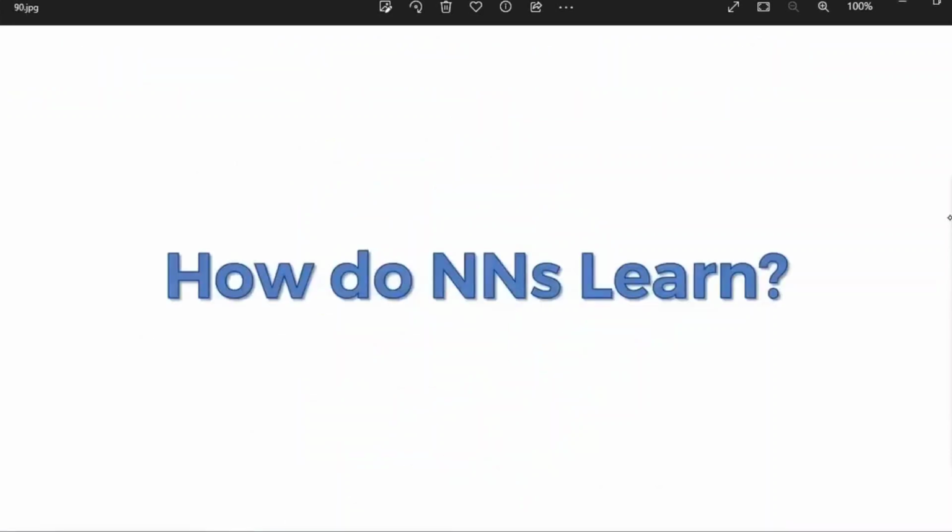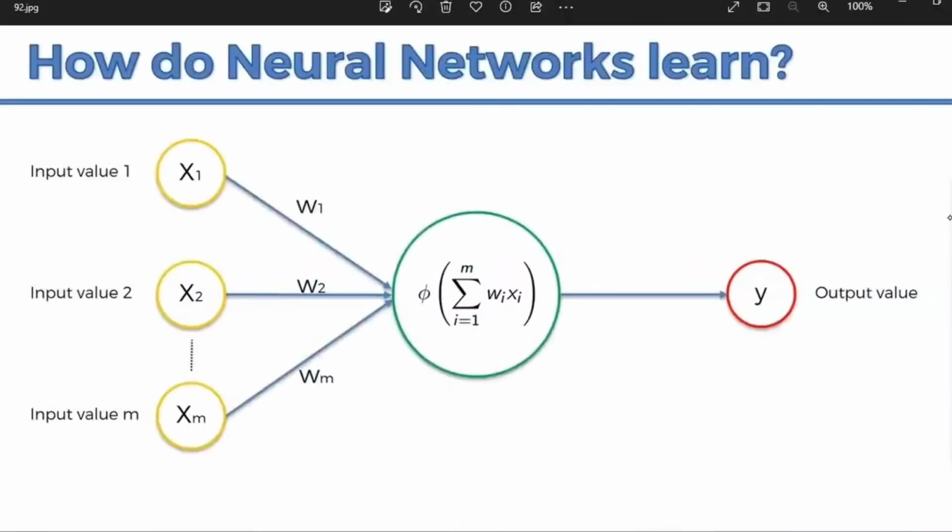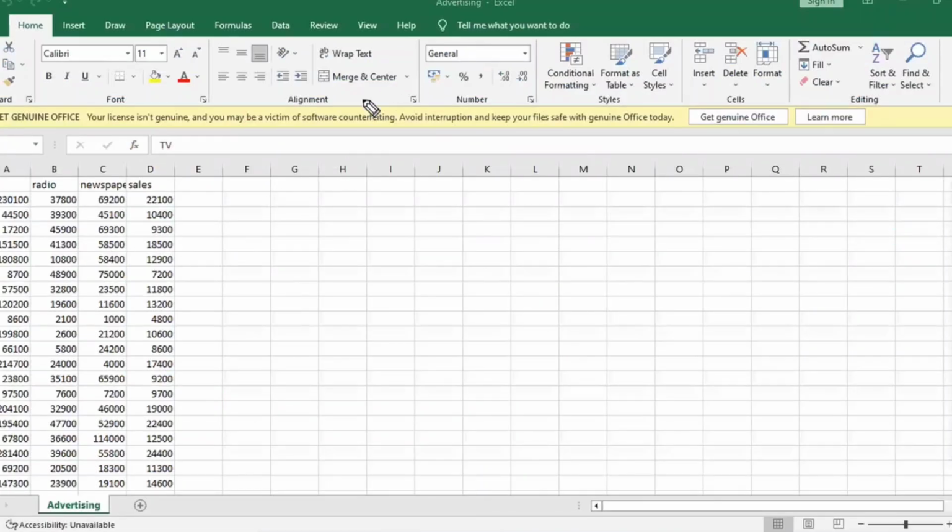Next, how these neural networks will learn. Now, when you have fitted the data, how they will learn means, once you have given the values of weights, you are going to send the information. So let us take it like this. TV, radio, newspaper, perceptron model. Let us create the perceptron model and I'll explain in a simple way.